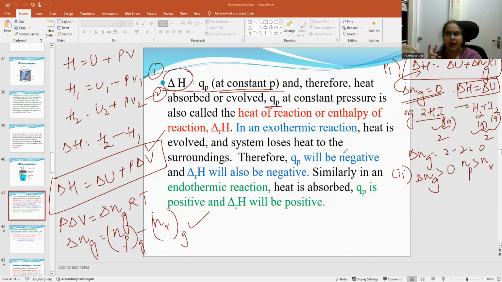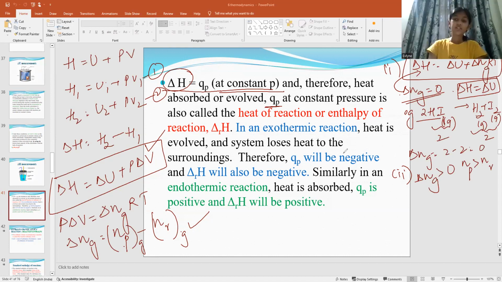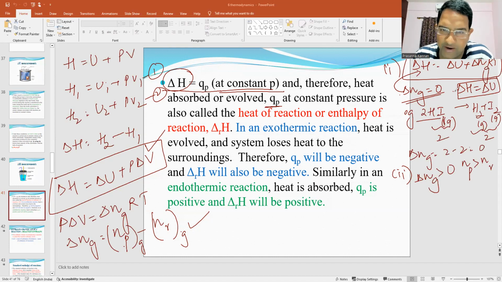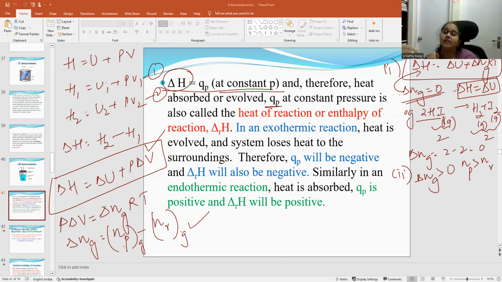More than virtually seeing, I would love for you to put it on paper and see. Delta H is equal to delta U plus delta Ng RT. Put delta Ng is equal to 0, what will happen? Delta H is equal to delta U plus RT. When you put delta Ng as 0, how will you get RT, Evelyn? Only delta U. Isn't it?